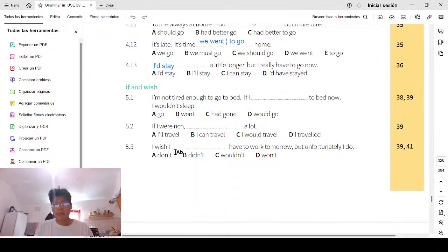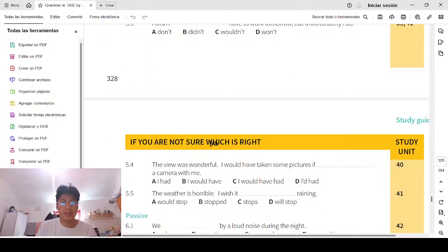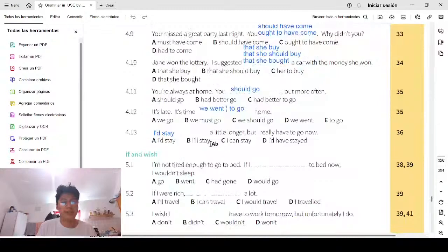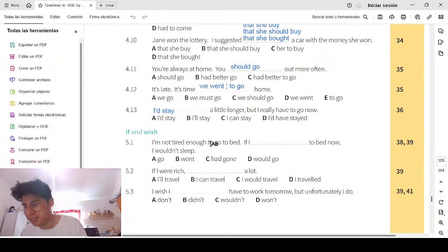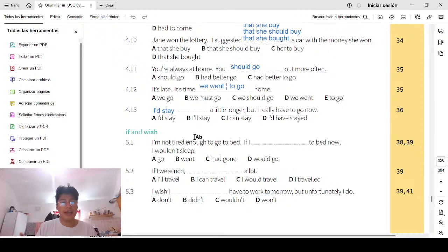Okay, next one. Oh my god, 10 is a lot. Okay, this is still doing if and wish. I'm not tired enough to go to bed. If I go to bed now, I wouldn't sleep. Or if I went to bed now, I wouldn't sleep. Or if I had gone to bed now, I wouldn't sleep. Or if I would go to bed now, I wouldn't sleep.